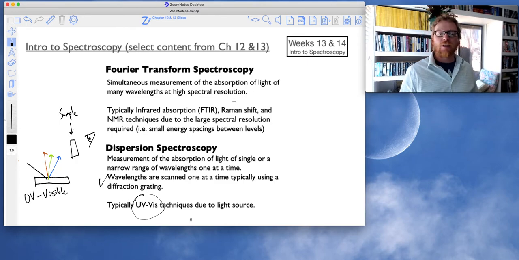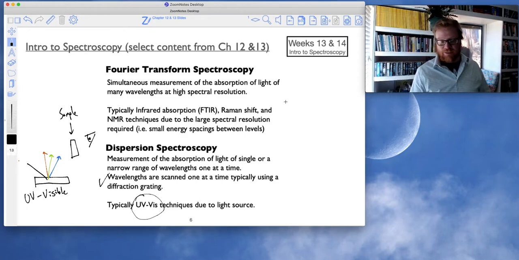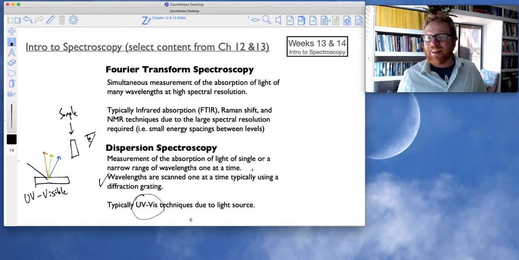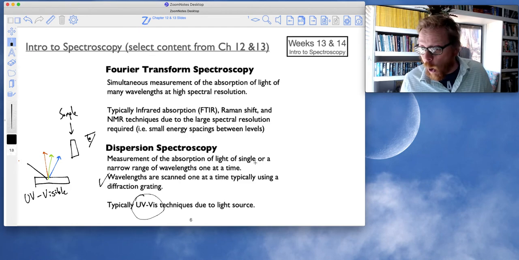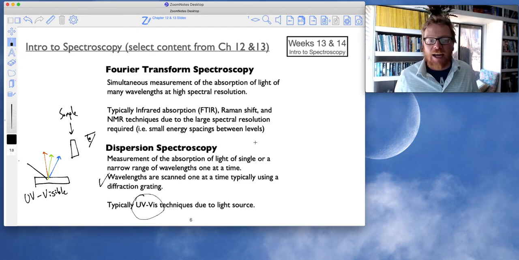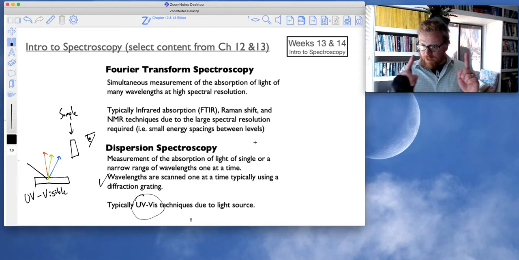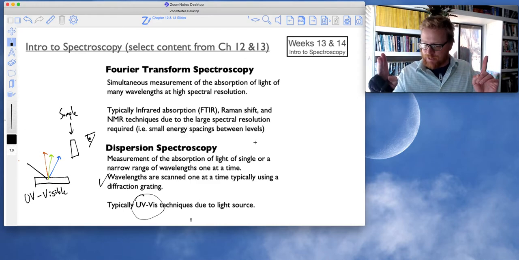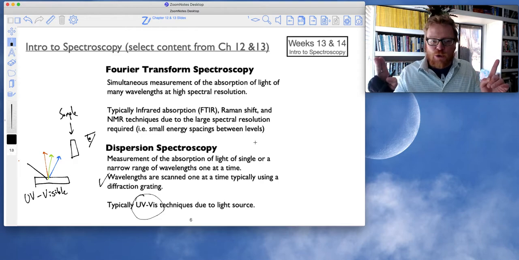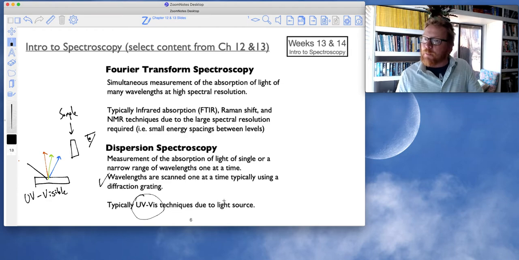We could absolutely do dispersion spectroscopy with an IR source of light. It was done before the FTIR existed. However, that is not convenient at all because of the size of the wavelengths. Remember, IR wavelengths are much bigger. The grating would have to be huge, so huge that you couldn't conveniently use the spectrometer on a bench top.